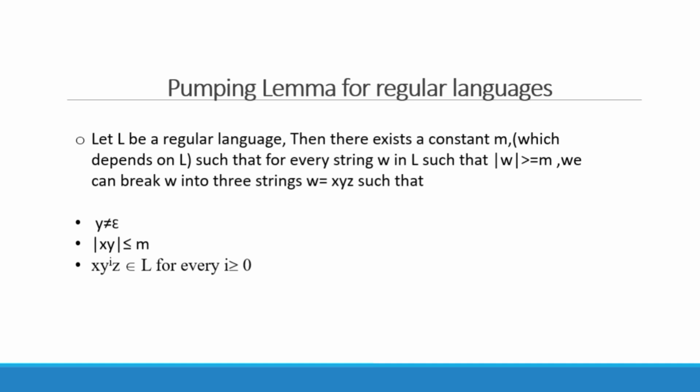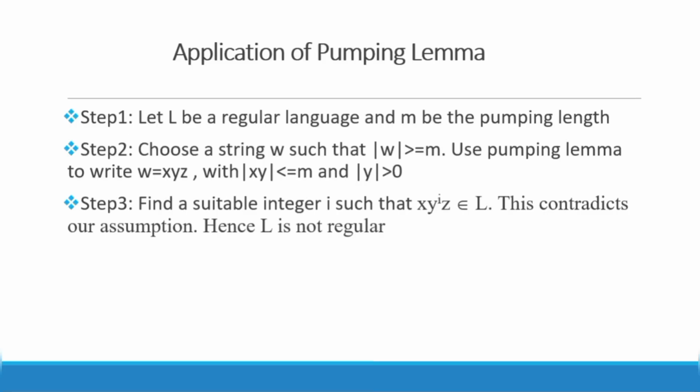y ≠ ε means y should not be null. |y| should always be greater than or equal to 1. |xy| ≤ m, and xy^i z belongs to L for every i ≥ 0. Application of Pumping Lemma.